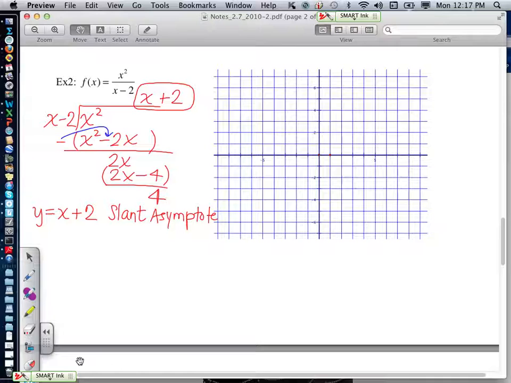I can still have a vertical asymptote, and what's the equation of the vertical asymptote? Do you know, Angela? No. The vertical asymptote, so we're looking at where the denominator is 0. Would it be x equals 2? Yeah, that's right. So we have x equals 2, so that's our vertical.